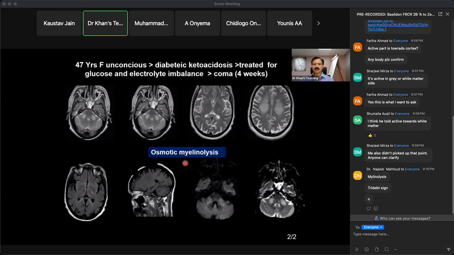So this patient presented with diabetic ketoacidosis, treated for glucose and electrolyte imbalance, and this is what happens. And just to make a point here, you can see that the pons itself, maybe the peduncle is involved, but the central pons is not involved. And to make a point that osmotic myelolysis can happen without the involvement of classical mid pons.